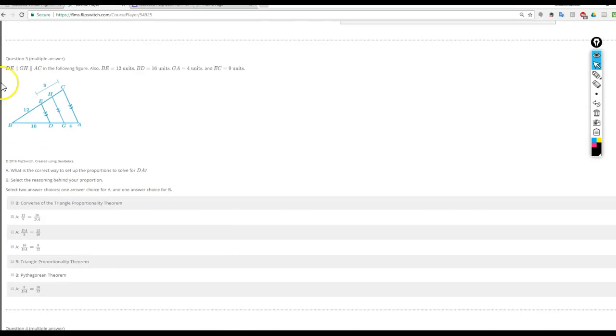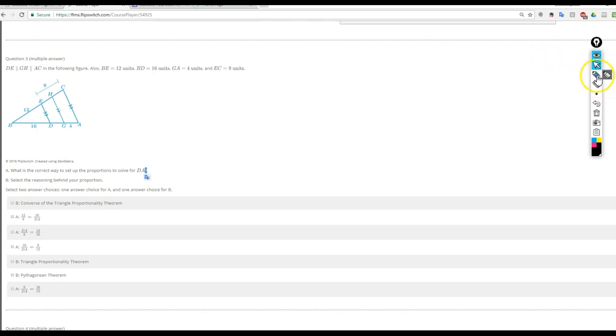Alright, question 3. DE is parallel to GH, which is parallel to AC in the following figure. Also, BE is equal to 12 units, BD is equal to 16 units, GA is equal to 4 units, and EC is equal to 9 units. What is the correct way to set up the proportions to solve for DA? Select the reasoning behind your proportions.